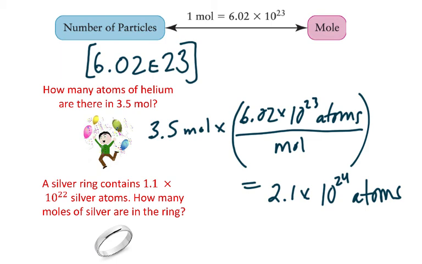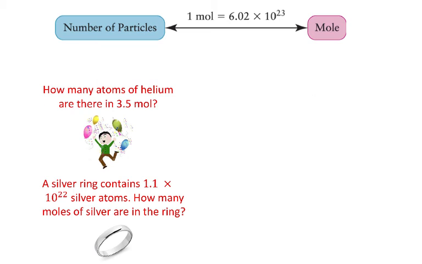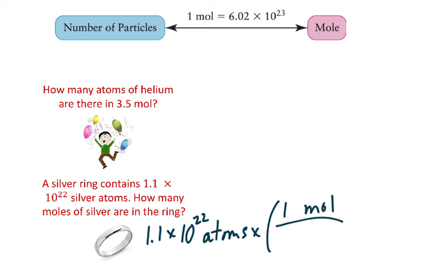So let's try dividing, actually. So we'll look at the second question here. A silver ring contains 1.1 times 10 to the 22 silver atoms. How many moles of silver are in this ring? Okay, so we're going to start with measured quantity, which is atoms. So then I'm going to multiply with a mole on top times 6.02 times 10 to the 23 atoms. And I'm left with moles.